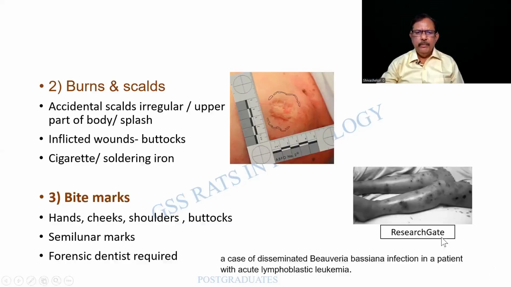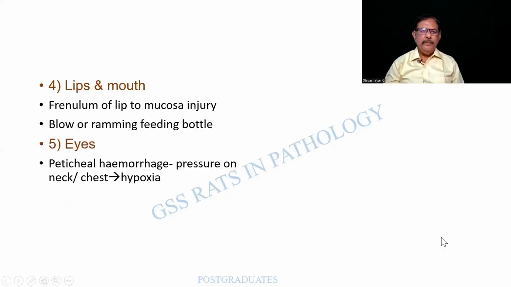Thanks to ResearchGate for this picture. The lips and mouth, frenulum. Particularly, frenulum is an area that connects the rest of the mucosa to the lips. If there is going to be a trauma at this particular region, then it means it is an inflicted wound and not an accidental one. Eyes, of course, the petechial hemorrhage. This can be due to any pressure on the neck and chest leading to hypoxia.